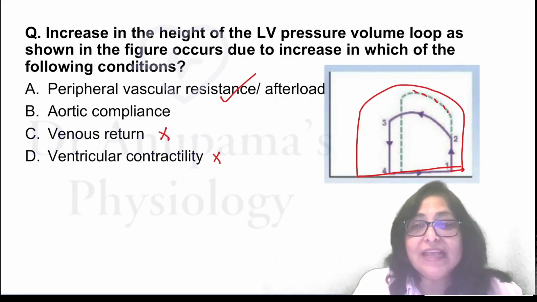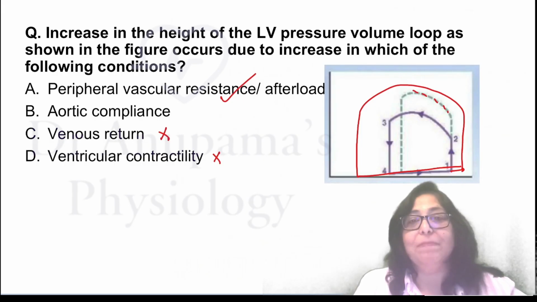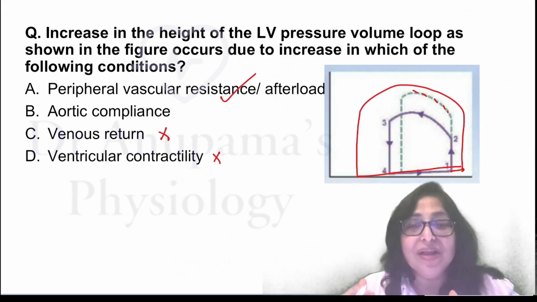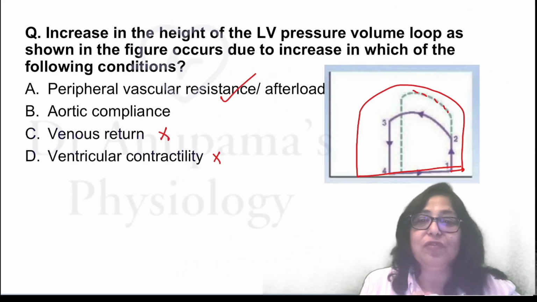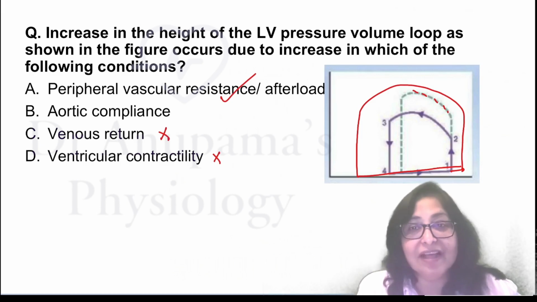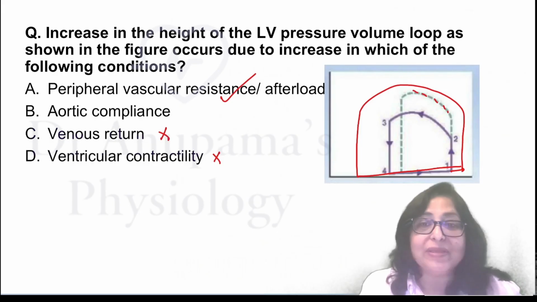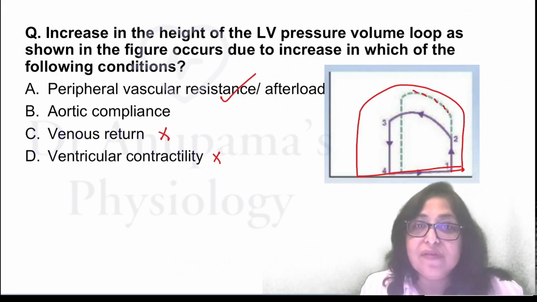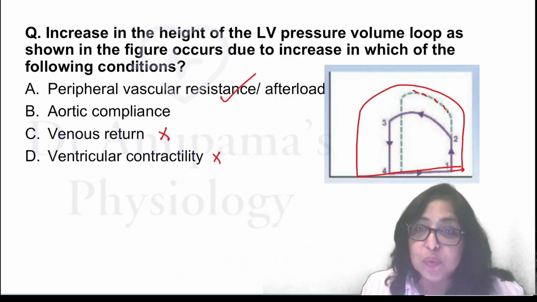If there is an increase in the aortic compliance, we expect that the height of the loop, in fact, will reduce, because as the blood moves from the left ventricle into the aorta, if aorta is more compliant, that means that it is easily distensible. So the LV has to exert less pressure. So we expect a decrease in the height of the loop. So the answer to this question is A, increase in peripheral vascular resistance, or the afterload.